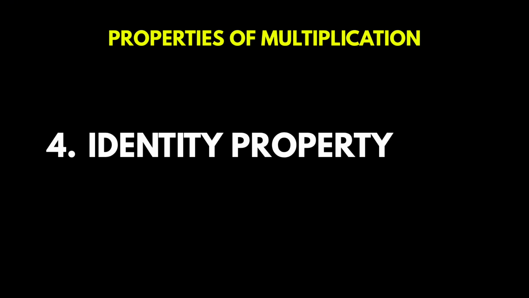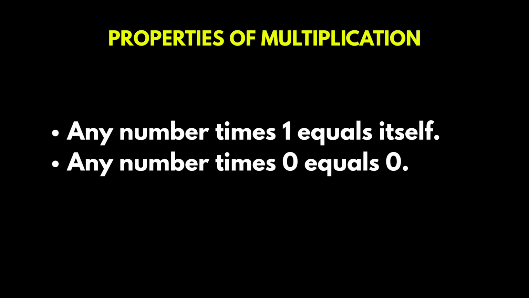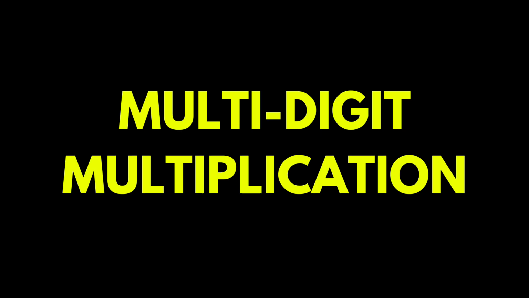Two quick ones to finish. Any number times 1 equals itself. That is the identity property. And any number times 0 equals 0. Always. Now let's talk about how to multiply bigger numbers.